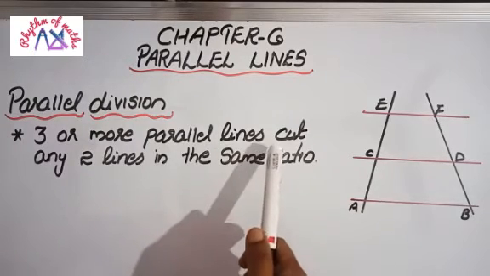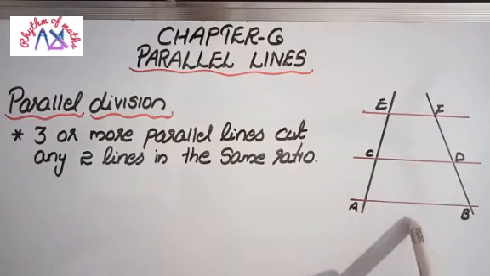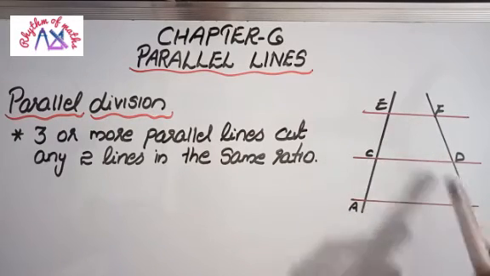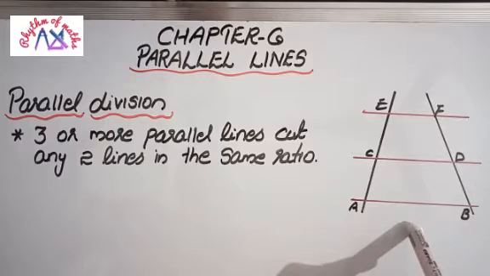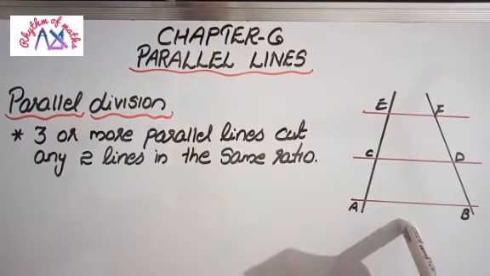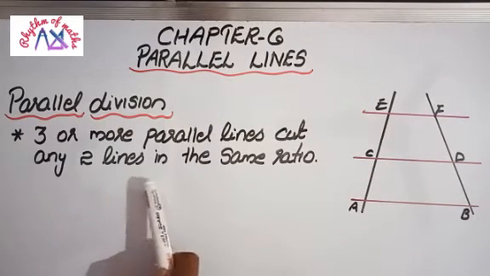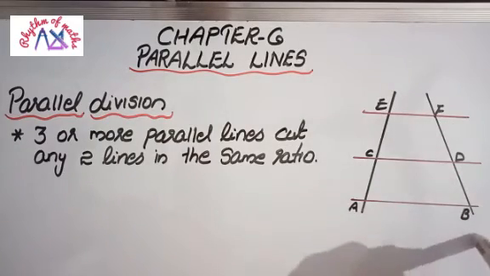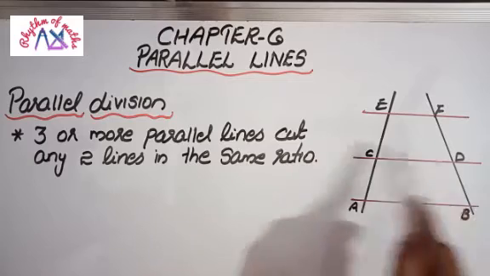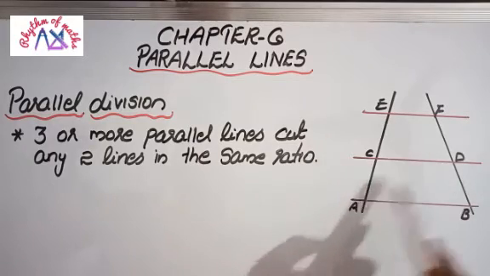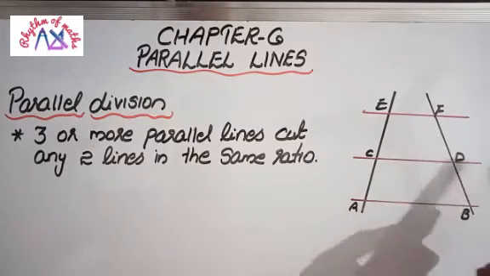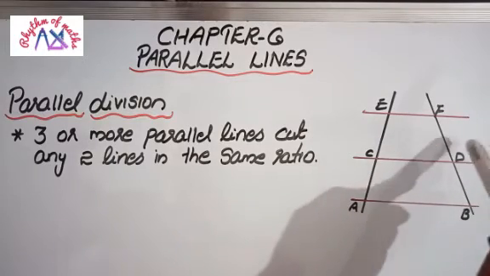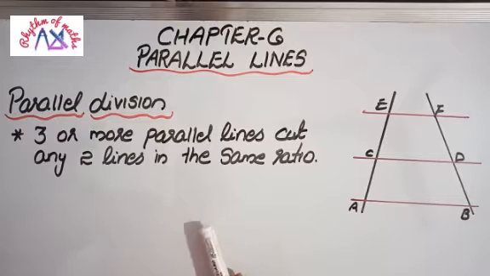Three or more parallel lines means, look at the figure. Here these red lines are parallel lines: EF, CD and AB. These three are parallel lines. If these three parallel lines cut any two lines, here these two black lines are the simple lines. These two are not parallel lines. AE and FB are not parallel lines. If these three parallel lines cut these two lines, then those parts will be in the same ratio.